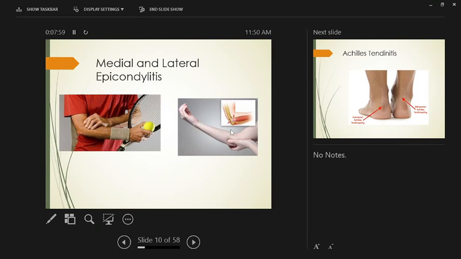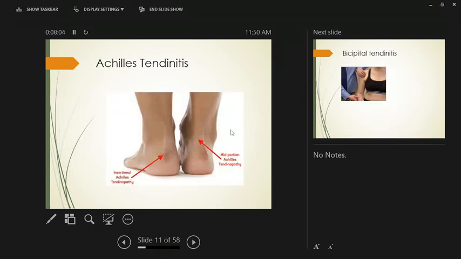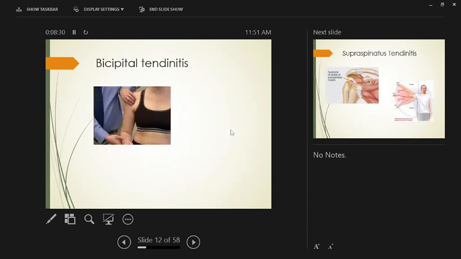In epicondylitis, the patient may complain of elbow pain, but there will be pain on specific movements and the tenderness is over the epicondyles. In Achilles tendinitis, the patient may complain of ankle pain, but the tenderness will be over the Achilles tendon. It could be either insertional tendinitis, where the tenderness will be elicited at the insertion of the tendon, or mid portion tendinopathy, where the pain is surrounding the tendon.